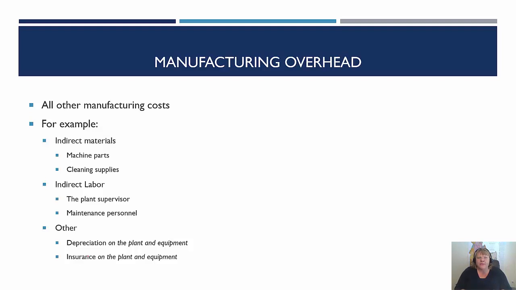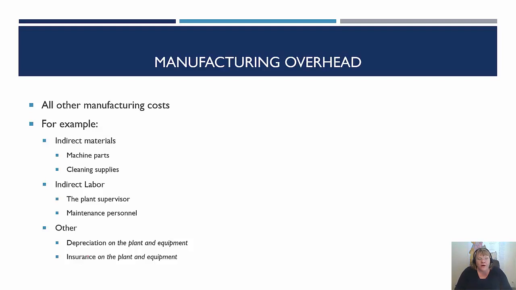Indirect labor is a plant supervisor. You cannot specifically figure out exactly what product he's working on because he works on everything. So that's indirect labor. And then the maintenance personnel, same thing. They maintain the building, they maintain the machines, and they cannot pinpoint what product they're working on, but they are a cost, and they are a production cost, and they need to be put into that so that you get a true cost of making your item.